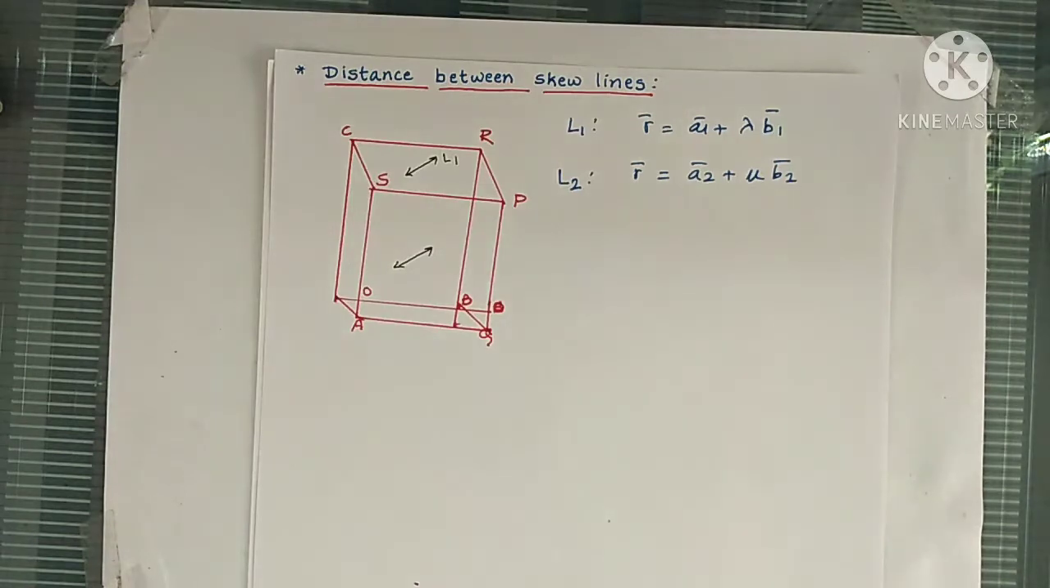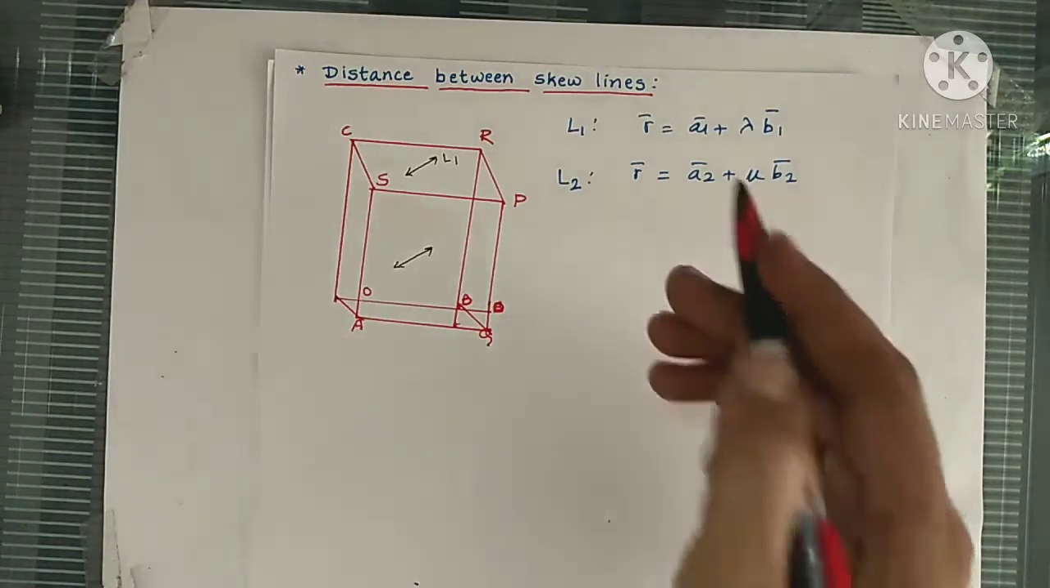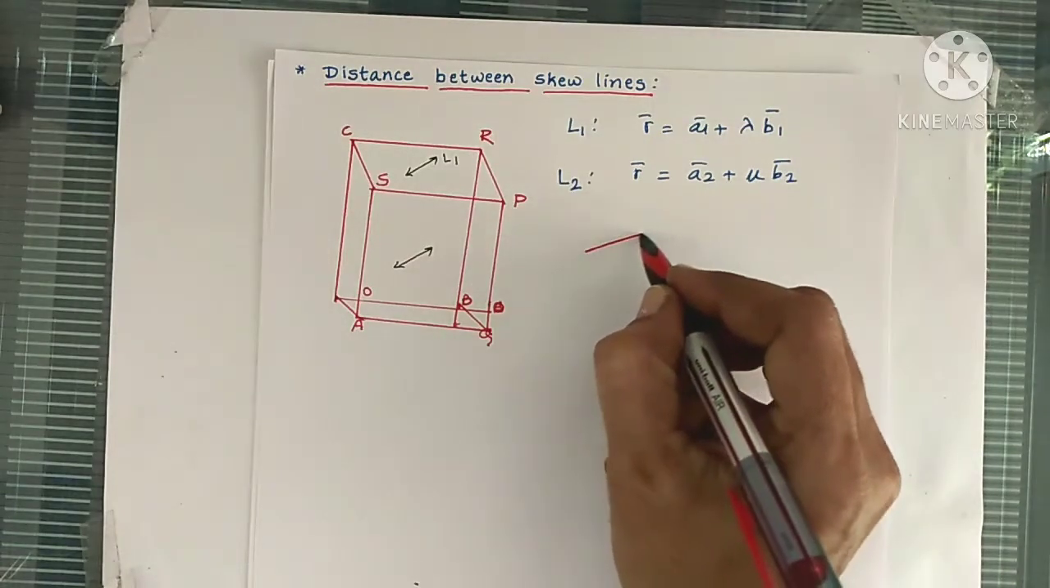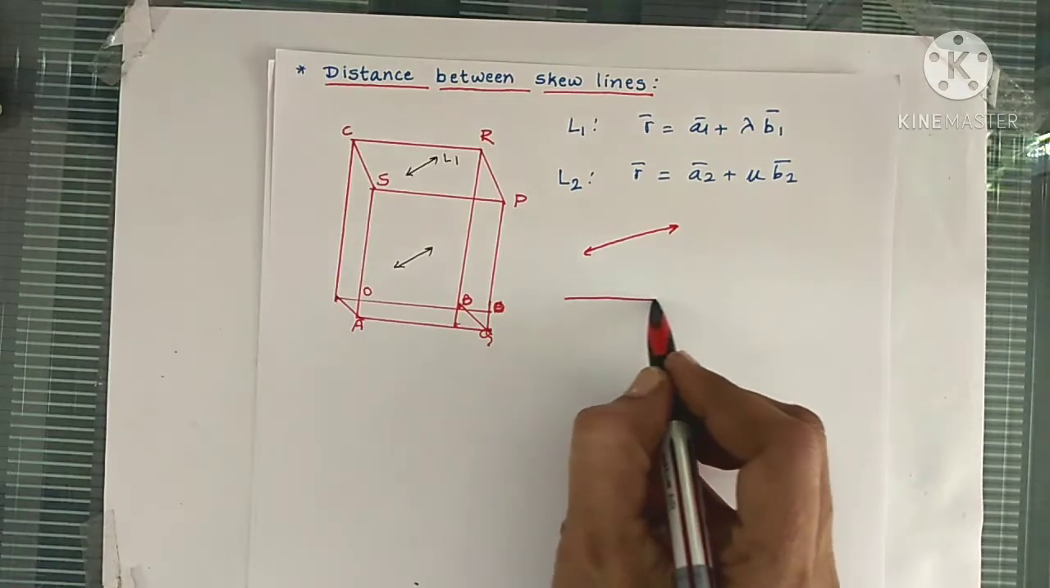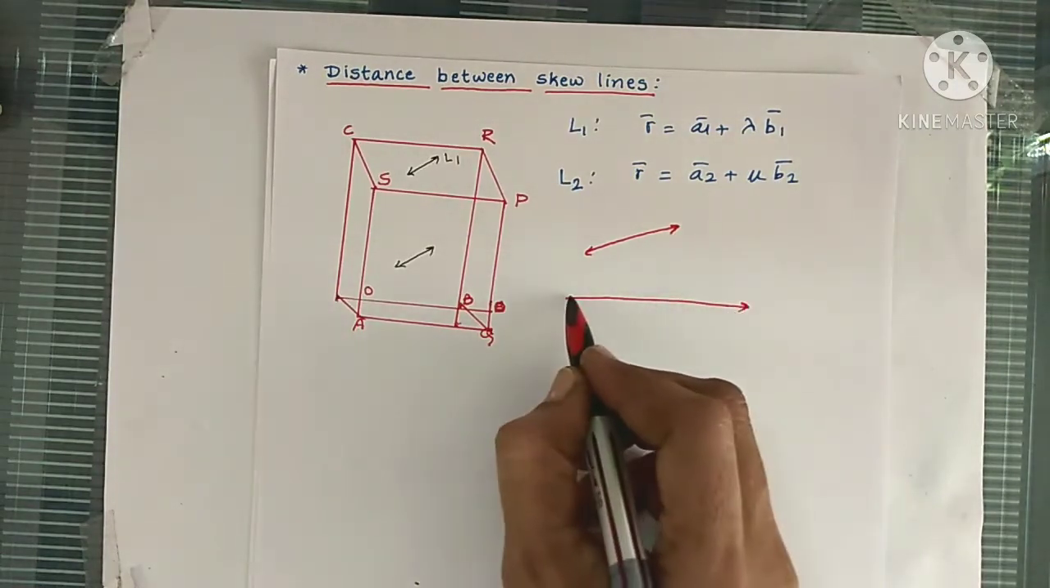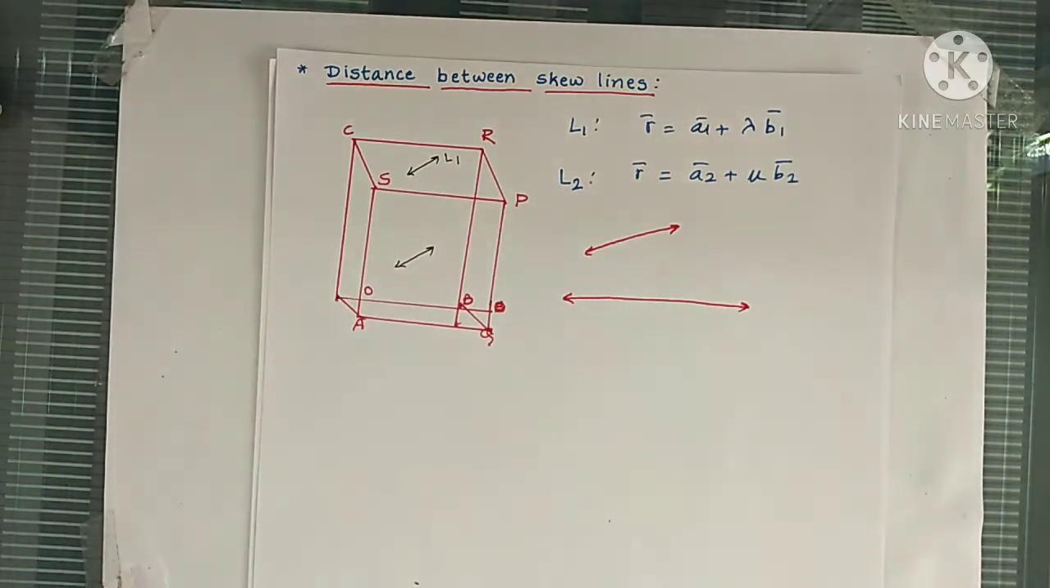Okay. So to find this distance, let's consider two skew lines. The shortest distance between these two lines: if we take a point on the first line, take a point on the second line, and join those two points, and if we consider such distances, then we have to find out the shortest distance.